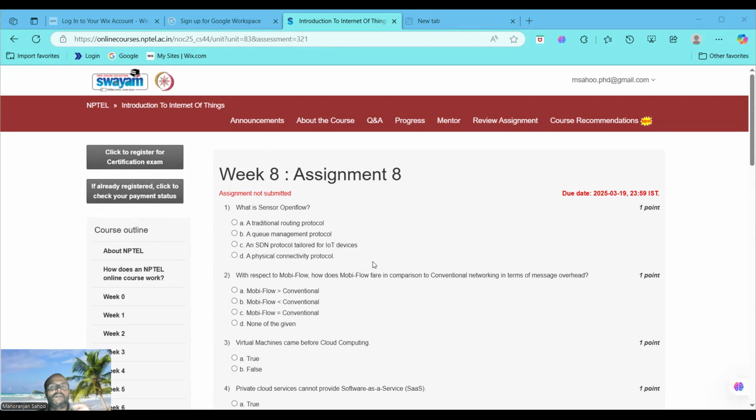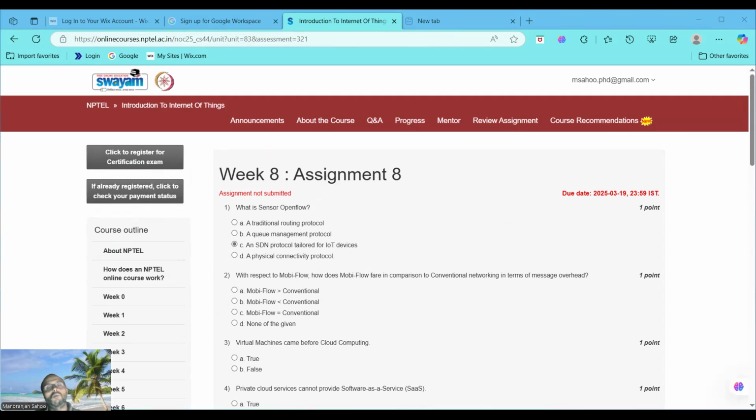What is SensorOpenFlow? A SensorOpenFlow is an SDN protocol tailored for IoT devices. Option C is the right answer. Why choose option C?